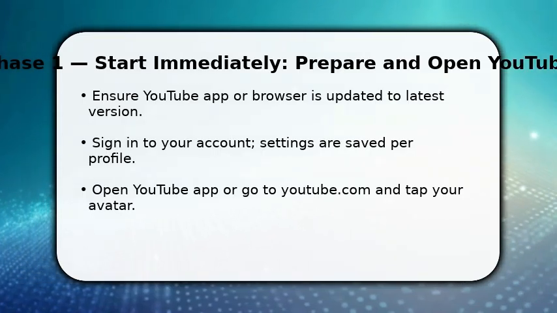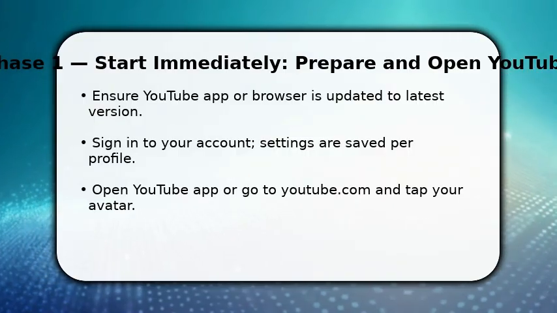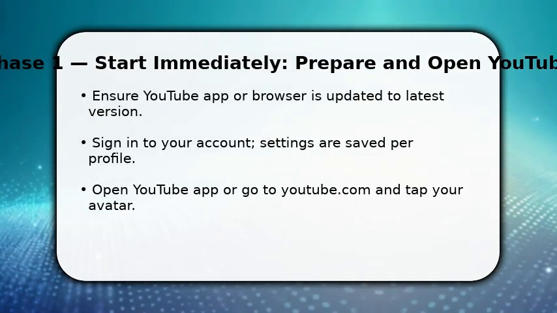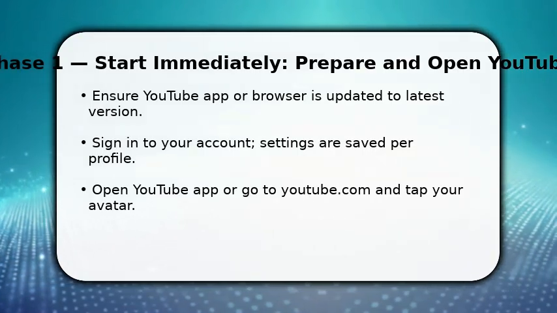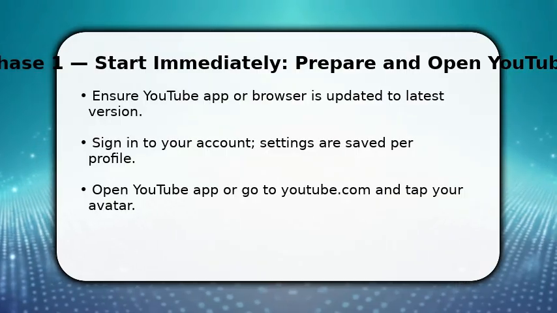If you're on mobile, keep data on. If on desktop, open Chrome, Edge, or Firefox and go to YouTube. Once done, look for Appearance or Dark Theme in the menu so you can switch modes immediately.